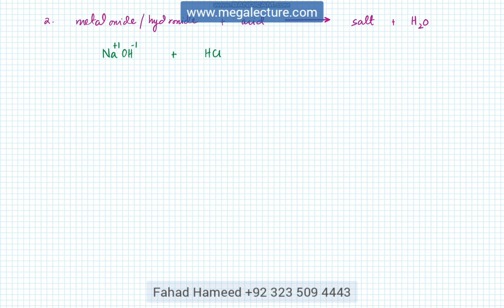Now the reaction is going to be that the H plus 1 from the acid and the OH minus 1 that's coming from the base, they're going to react together and they would end up producing a H2O molecule. So they're going to produce water. Water is always going to be produced. The H and the OH are going to combine and form water. And what's left is your salt.